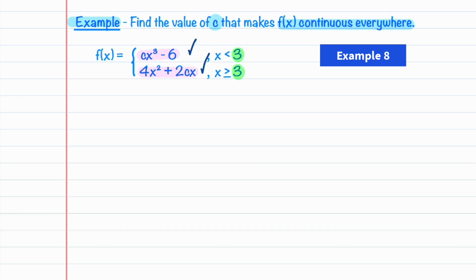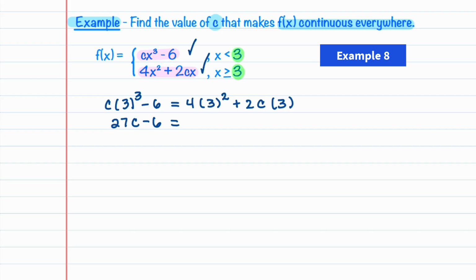Let's go ahead and do that. We have c times 3 cubed minus 6 is equal to 4 times 3 squared plus 2c times 3. Now we have to solve for c. Let's clean this up a little bit. On the left, we have 27c minus 6. And on the right, we have 3 squared, which is 9, times 4 is 36, plus 2 times 3 is 6, so we have a 6c.